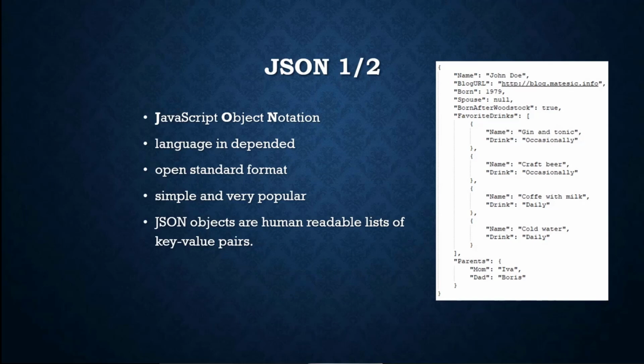Okay, JSON. JSON is actually JavaScript Object Notation, and it is a language-independent, open standard format for data exchange between applications and services. You can also store data in JSON format, and it is simple and very popular. It is commonly used, for example, in Ajax applications, web services like REST, and NoSQL databases. In simple words, JSON objects are human-readable lists of key-value pairs, like you can see here on the screen, in one example of a document.